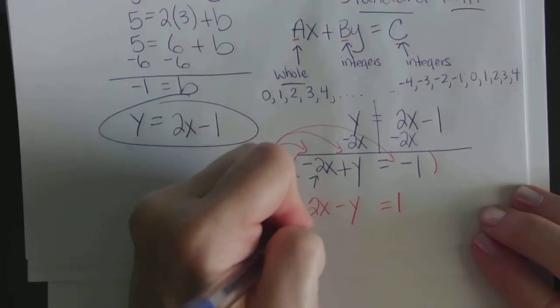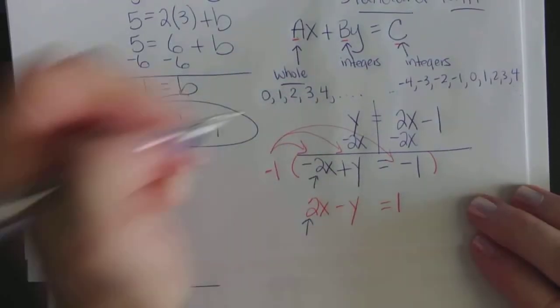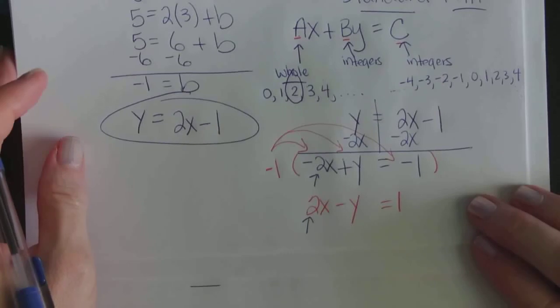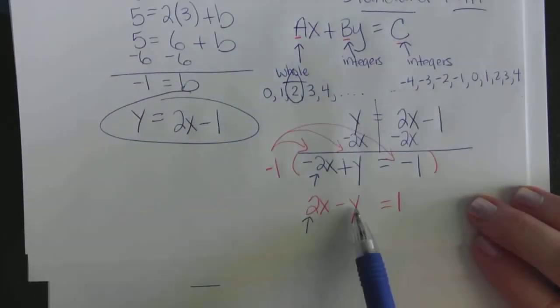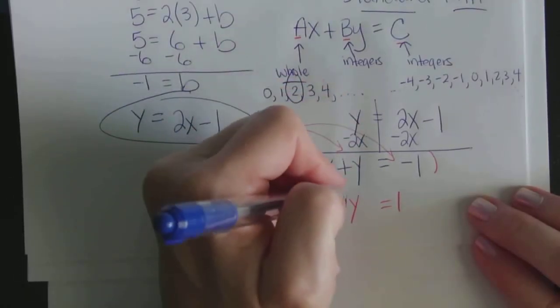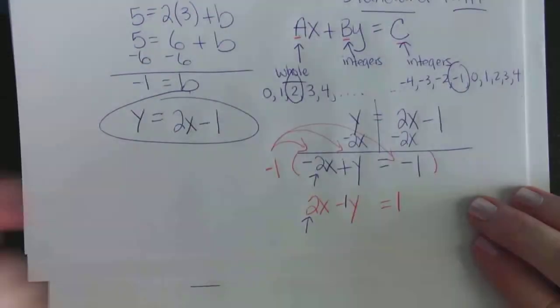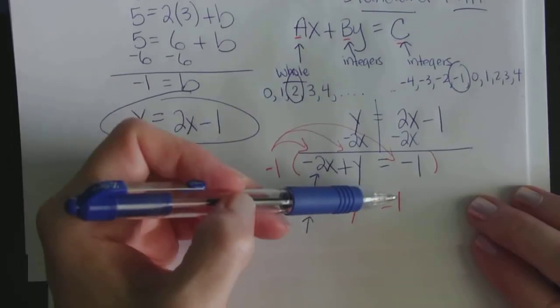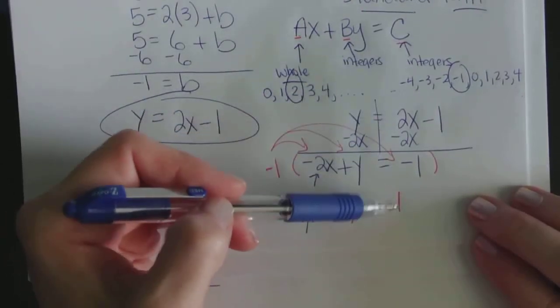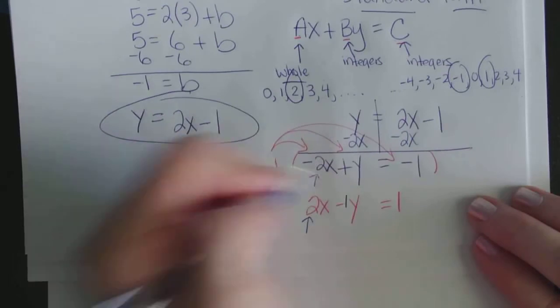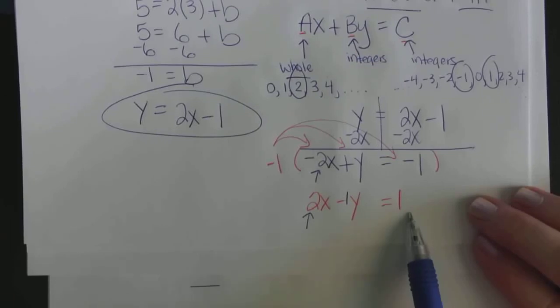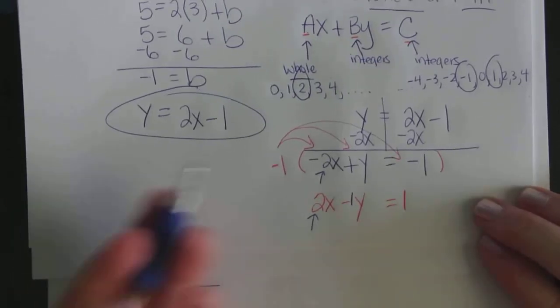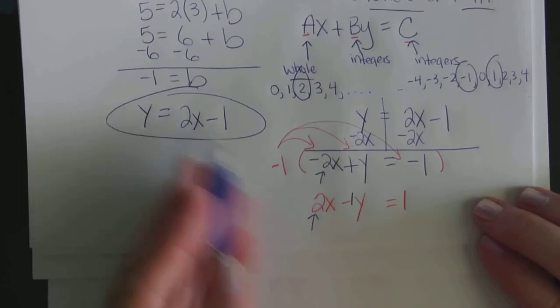Now let me check in with standard form. Is that a whole number? You betcha. Positive. Is this b, this guy right here, an integer? Think of him as -1. Is -1 an integer? You betcha. And finally, c, is he an integer? +1. You betcha. So this is standard form: 2x minus y equals 1. Standard form.